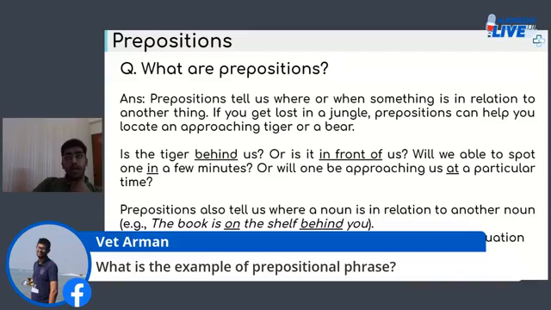We have Arman here asking, what is the example of a prepositional phrase? Well, example of a prepositional phrase would be in front of, or in the morning, or at night.